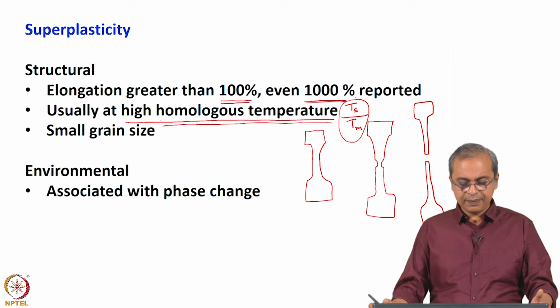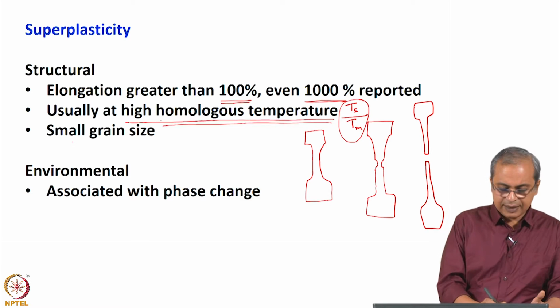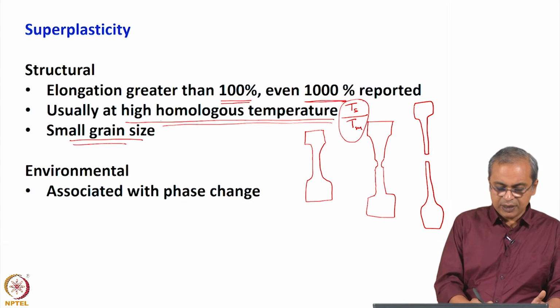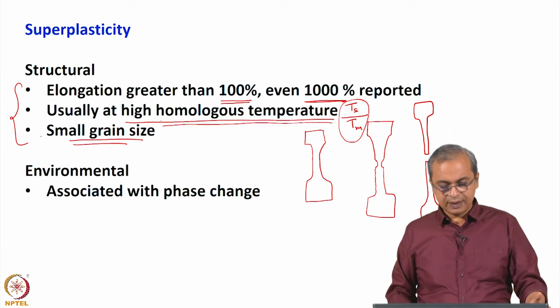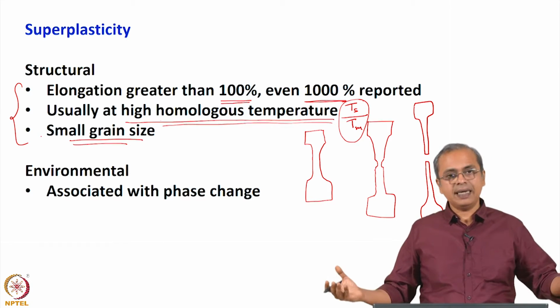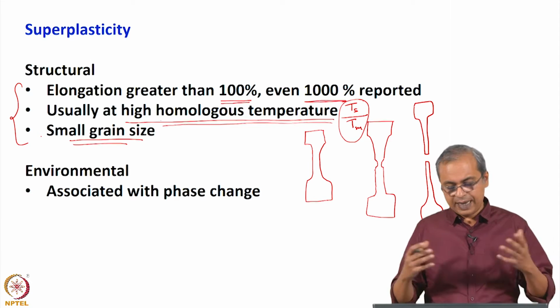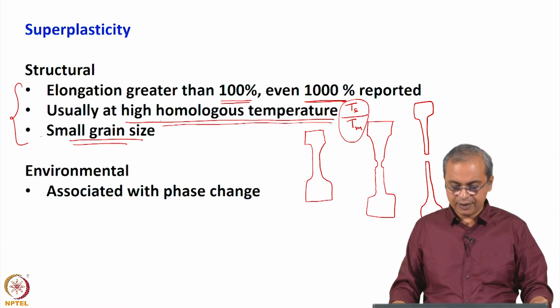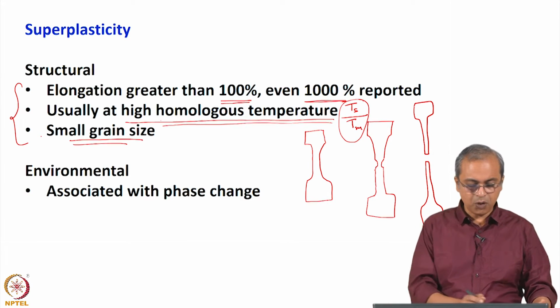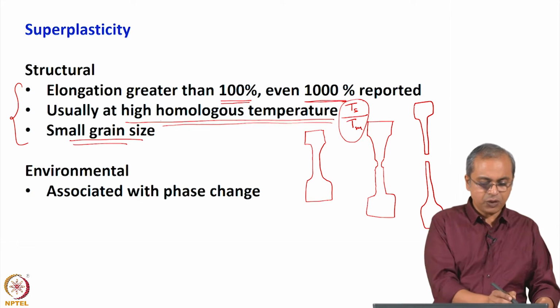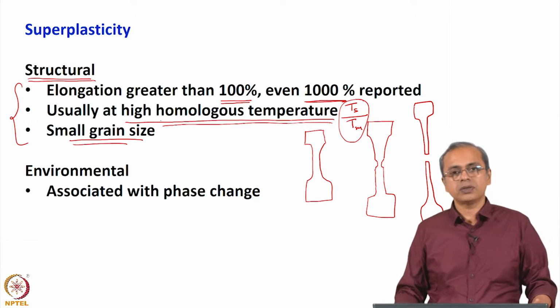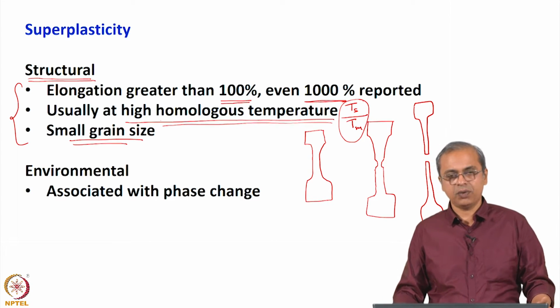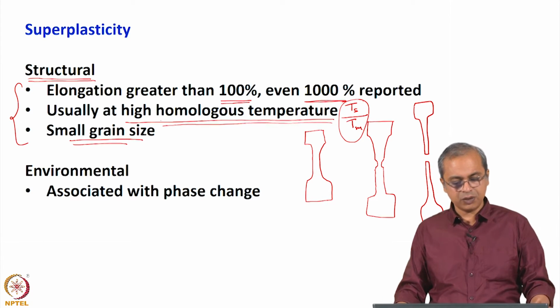And it is also seen that this happens at small grain size. So, this combination of in general very high elongation, and this deformation happening at relatively high temperature and small grain sizes, is referred to as structural superplasticity. This has got to do with the structure of that material and what is happening inside that material. This is called structural superplasticity.